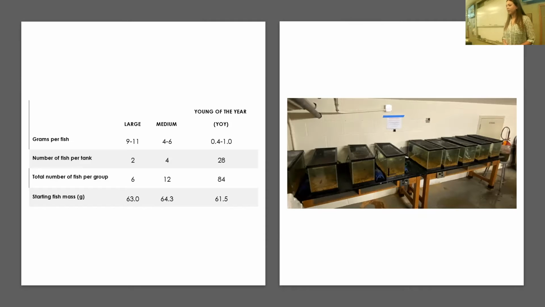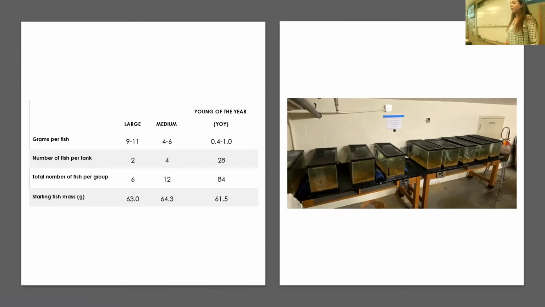I started with the young of the year just because they're the smallest of the three groups, so it takes more of the young of the year to equal the weight of the medium or large groups. So I ended up with a range of 0.4 to 1 gram for the young of the year, 4 to 6 grams for the medium, and then 9 to 11 for the large.